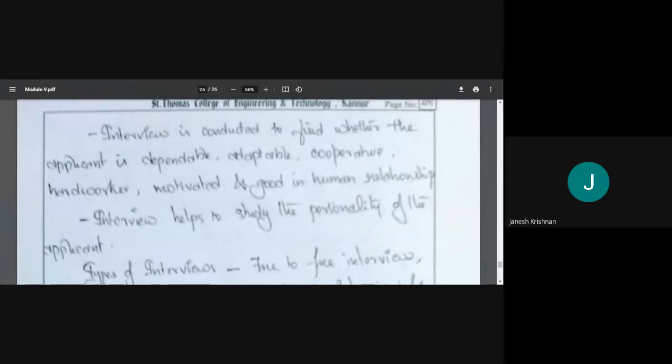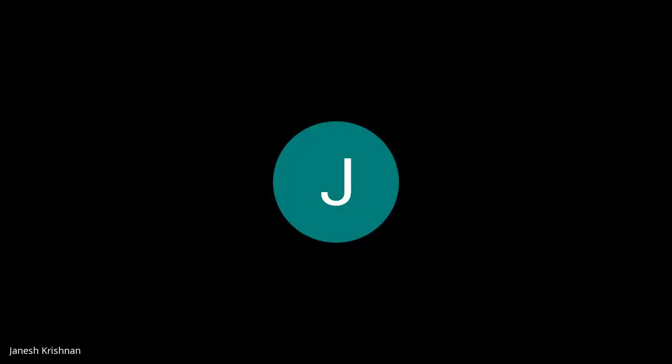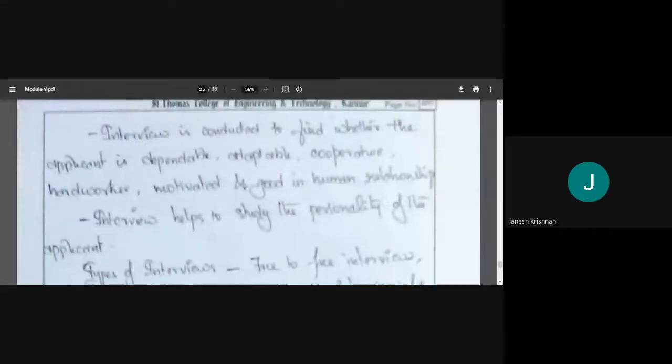They are finding out whether you are dependable, adaptable, cooperative, humble, motivated, and good at relationships. All these things will be measured. So the interview helps to study the personality of the applicant. Basically your personality in the interview decides whether you get the job or not. All these questions will reveal personalities, right?